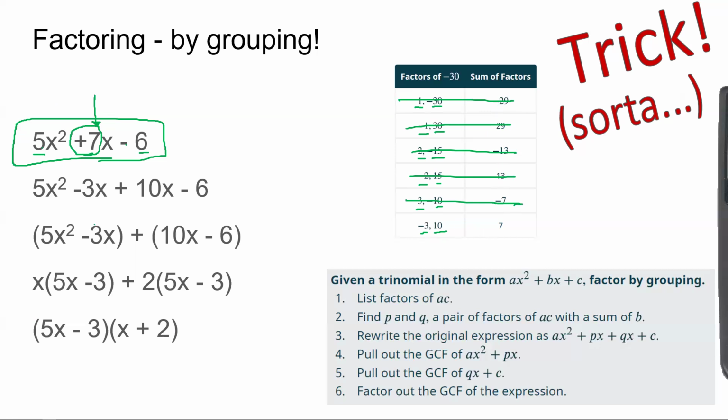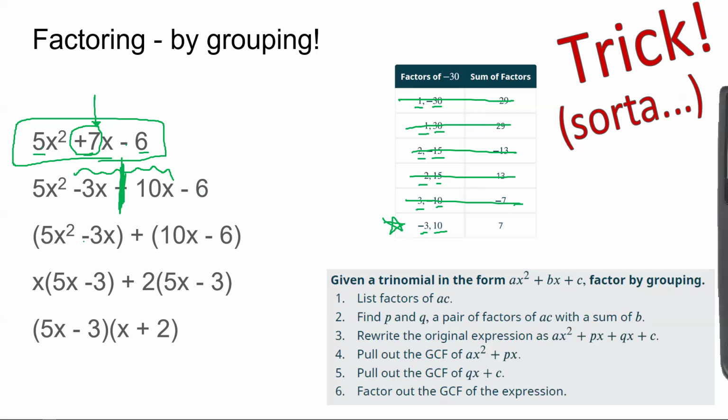And what we're going to do here is take that 7x and separate it into -3x plus 10x. You're using these numbers right here, and you're putting them here, and you're saying, yep, that's another way to write 7x: minus 3x plus 10x. Okay. And then what you can do is chop this thing in half right here. And you say, well, I got 5x squared minus 3x. That's right there. And I've got a 10x minus 6. I've got that over here.